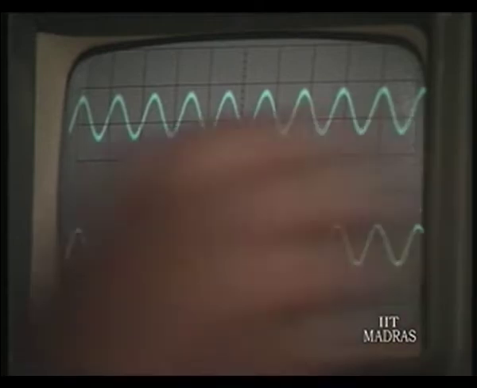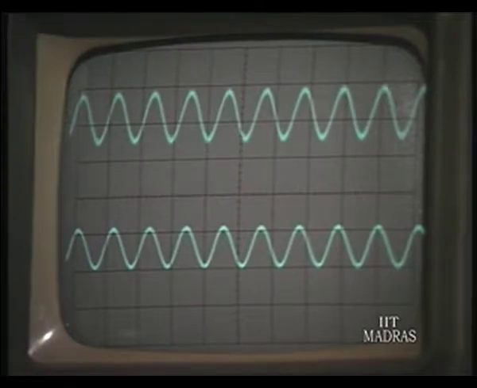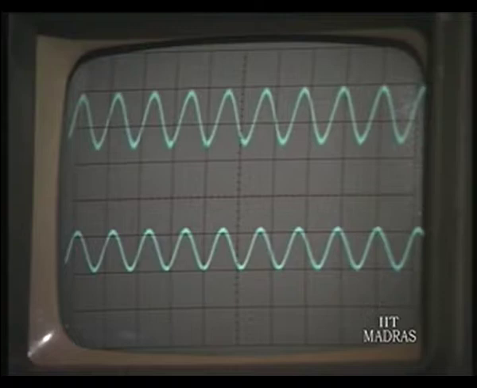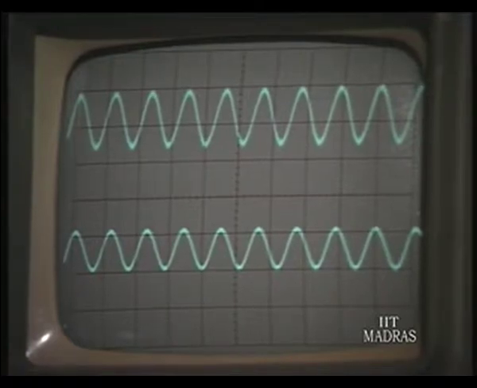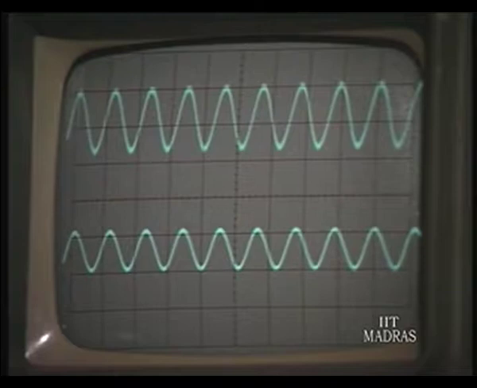Yes, now change the scale of the input. Now the input has become almost, so input and output are changing, right. So the AGC scheme has stopped working, almost, when it becomes very nearly the same as the 0.1 volt peak, right, that we have adjusted. So this is the AGC scheme.